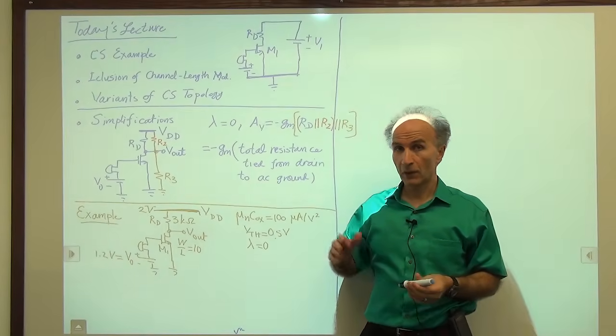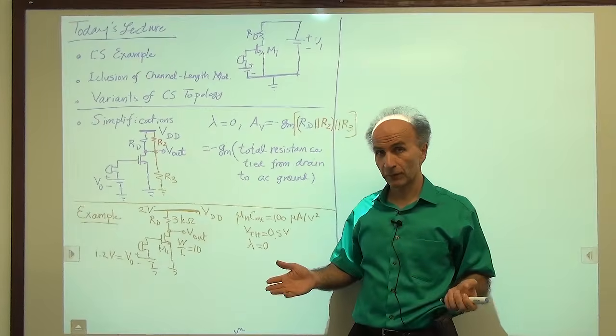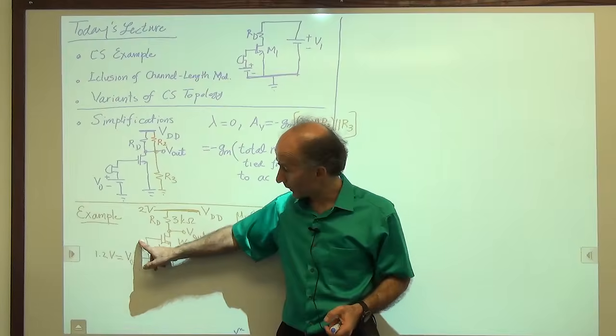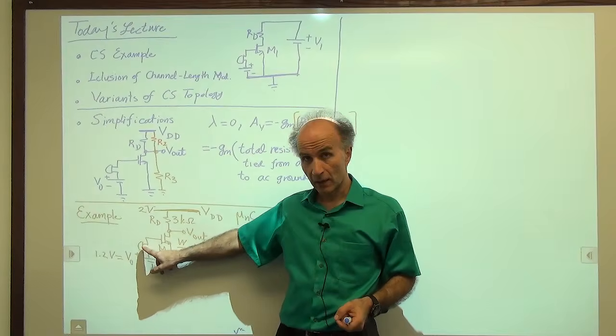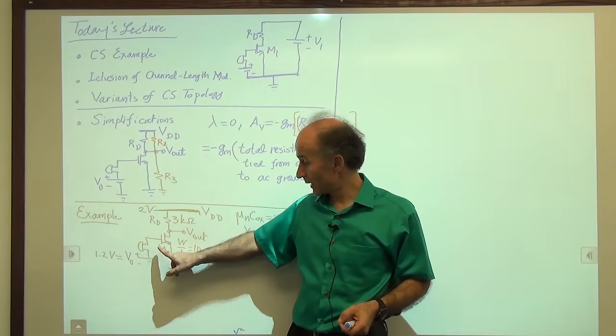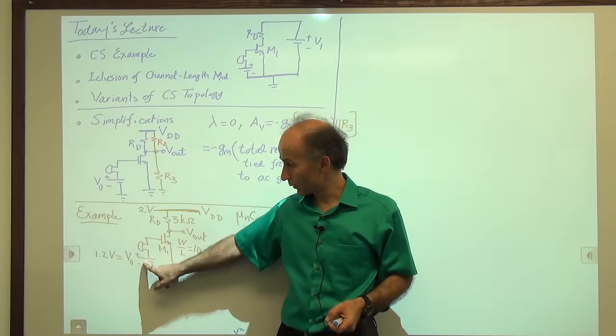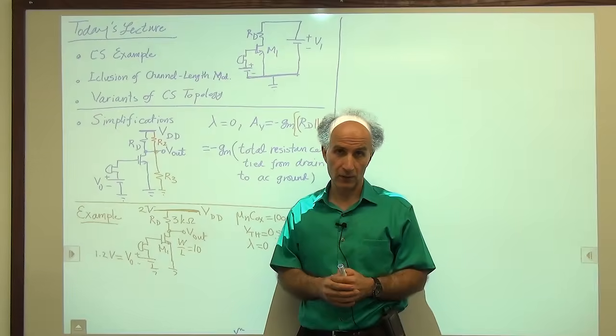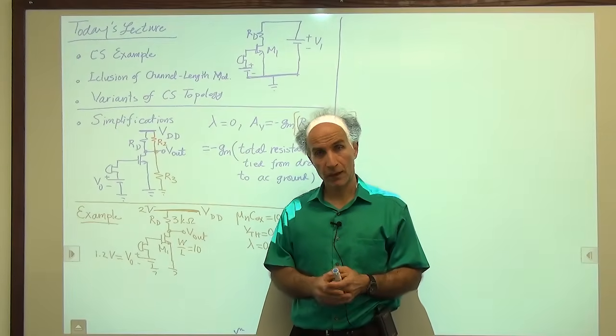Now here, we already have, for example, the gate source voltage under bias conditions, meaning without the signal. If the microphone doesn't produce any signal, this voltage is 0. So the gate source voltage of the device is equal to V0, equal to 1.2 volts. So we already have the gate source voltage. That's the bias voltage for the gate source.